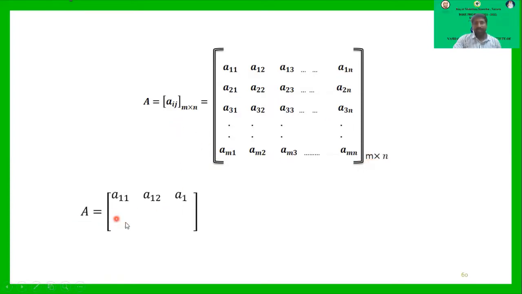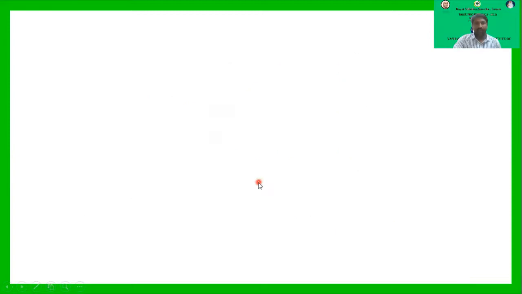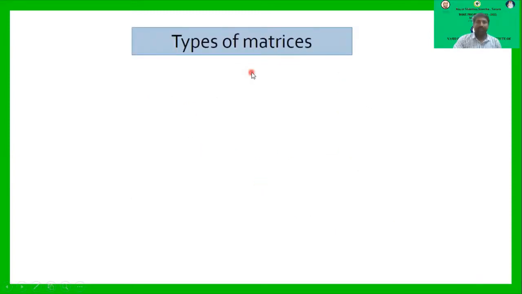Similarly, we have a 3 by 3 square matrix of order 3, with elements and their positions. And B is a matrix of order 2 by 2. Now, types of matrices. There are several types of matrices.